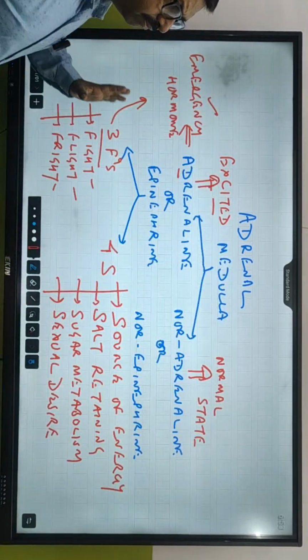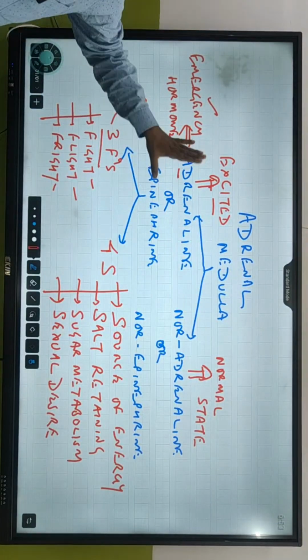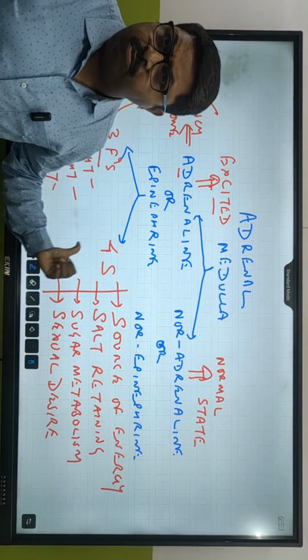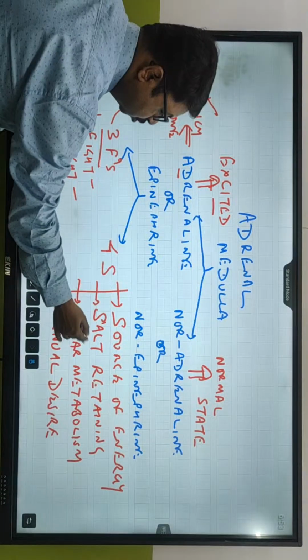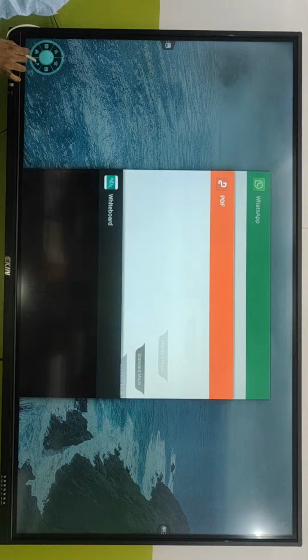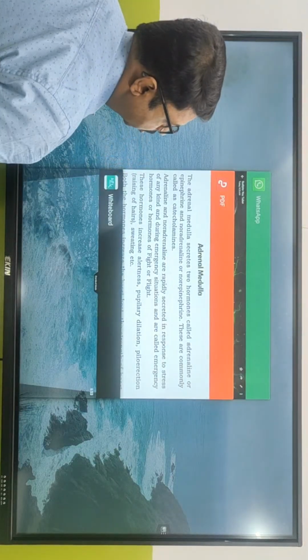Okay, so I think this is okay with you. Adrenal medulla is okay with you. So this is adrenaline, noradrenaline. So we have talked about 3S and 4S. 4S is very, very important. 3S you'll be getting in any of the books. 4S is very, very important: source of energy, salt retaining, sugar metabolism, and sexual desire. Okay, let's get into the bookish thing.